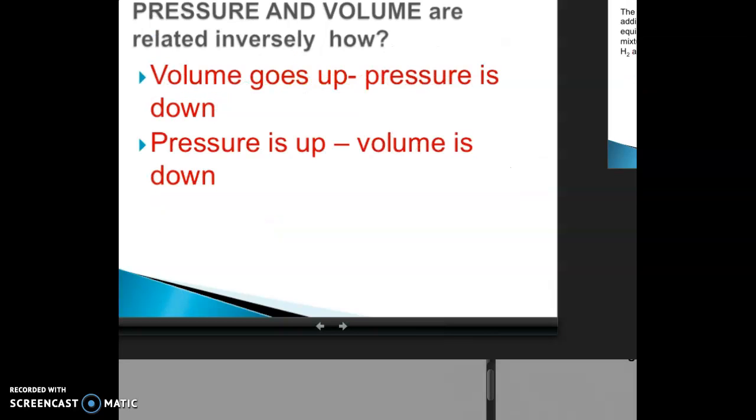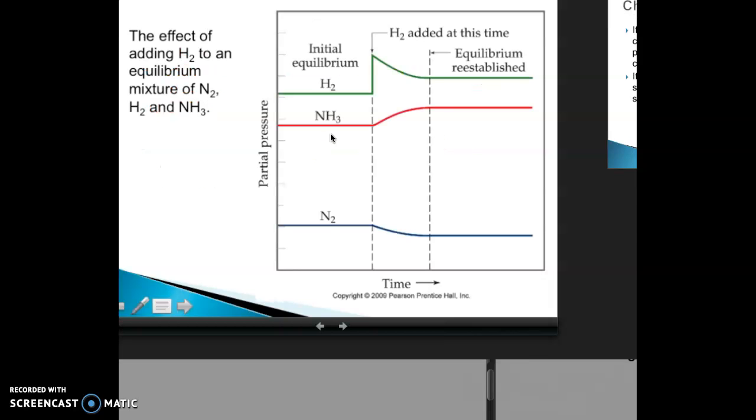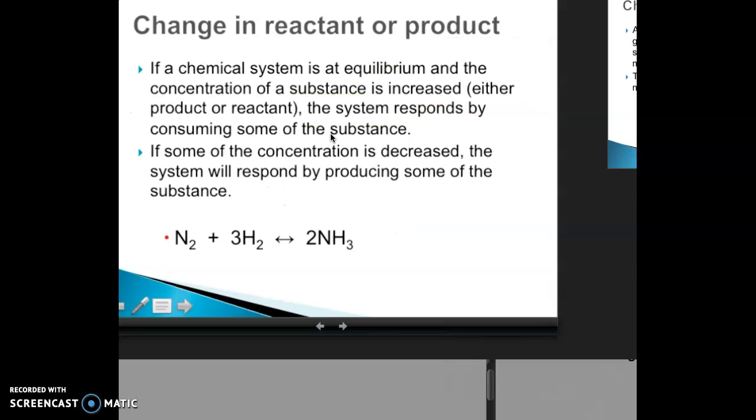And so pressure and volume have the opposite effect, right? They're inversely proportional. As we increase the pressure, the volume gets smaller, and so we can think about both of those as being stressors on a system. Let's look. We need this slide first.